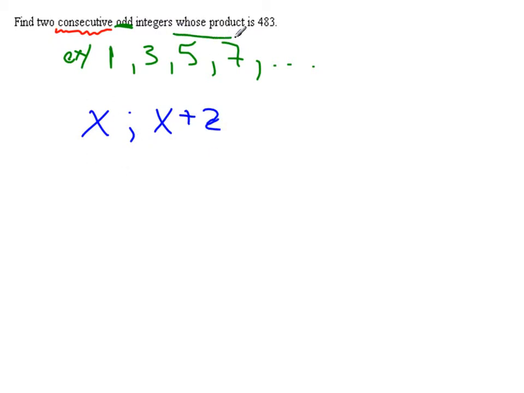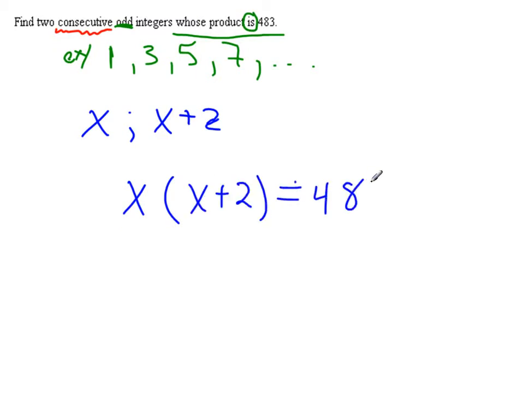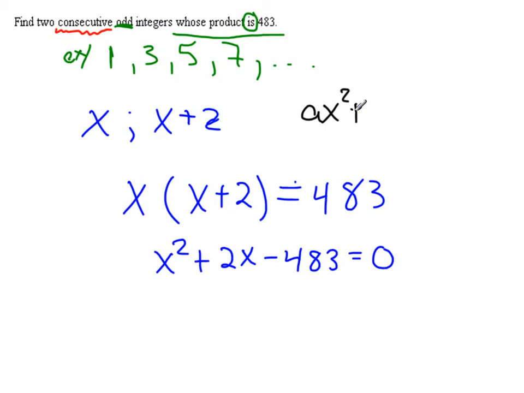And they tell us something further. They say whose product is 483. So when we set this up, we have x times x plus 2 is equal to 483. Now we just got to solve this. So x times x is x squared, x times 2 is 2x. And let's go ahead and bring that 483 to the other side. The reasoning behind this is because our standard form of a quadratic equation is always equal to 0.